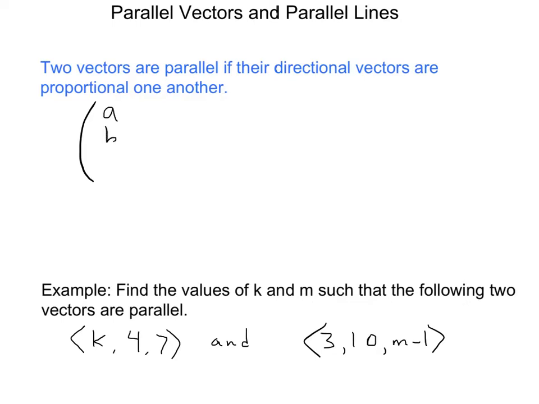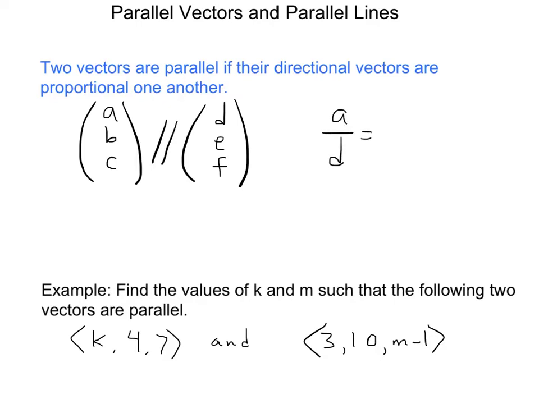So what that means is, if you've got one vector that's, let's say, A, B, C, and another vector that's D, E, F, and you're going to say that those two vectors are parallel to one another, it means that A over D is the same as B over E, which is the same as C over F. So if they give you two vectors and ask if they're parallel, it really just means x component over x component equals y over y equals z over z.